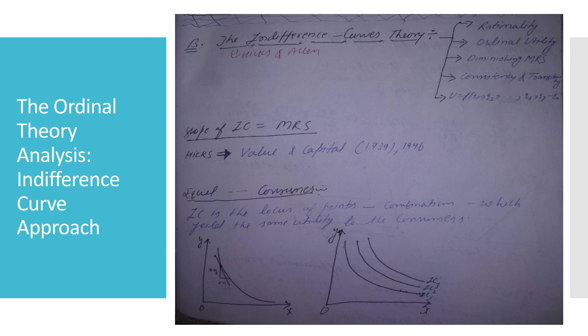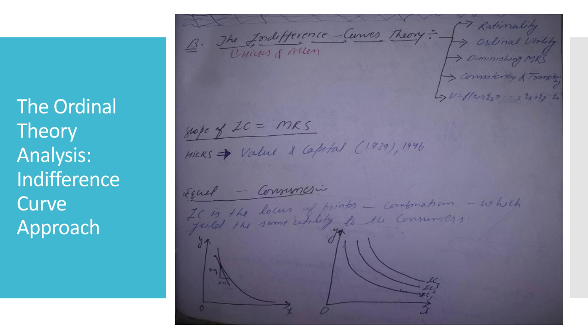Fourth one is consistency and transitivity of choices. Consistency means, for example, if we have two chosen bundles of goods X and Y, and one time we prefer X over Y, then next time it can't happen that we prefer Y over X. We must always be consistent with our order of preferred bundle, that is, preferred combination, that is X over Y.